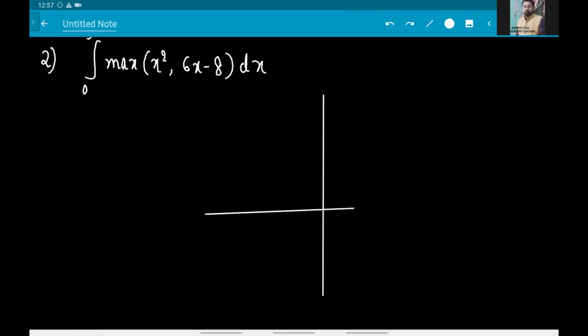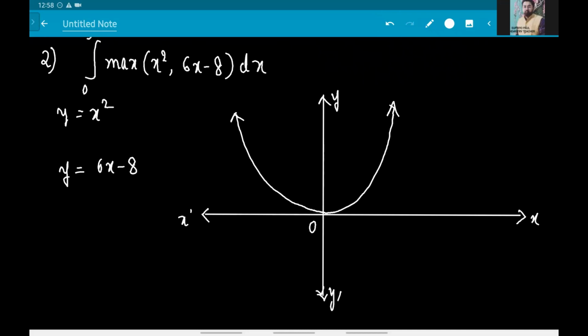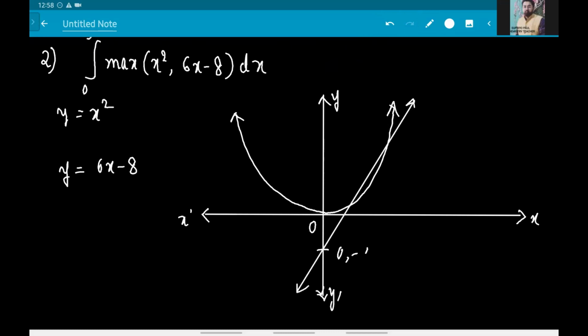So this is a coordinate axis. This is x, this is x prime, y prime, this is y, origin. Okay, so here at first we draw y equal to x square. So how does it look like? It is just like this one. So this is y equal to x square, just an arbitrary drawing. Another we have is y equal to 6x minus 8. If you draw this 6x minus 8, it will look like this, something like this. Okay, so here this point will be 0 comma minus 8.